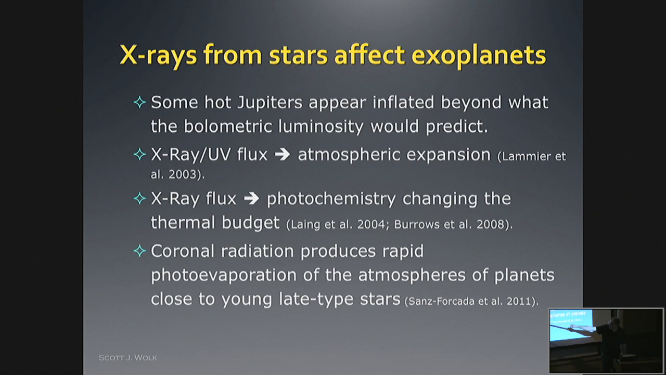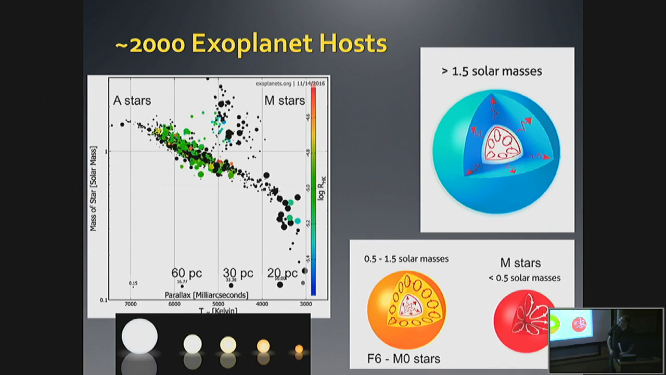On the other hand, coronal radiation also could produce rapid photoevaporation and the end of the atmosphere. So it wasn't exactly sure whether stars were going to be a good thing for the long-term evolution of this planet or a bad thing for the long-term evolution of these planets. And this is what the stars look like today. There are about 2,000 exoplanet hosts known.